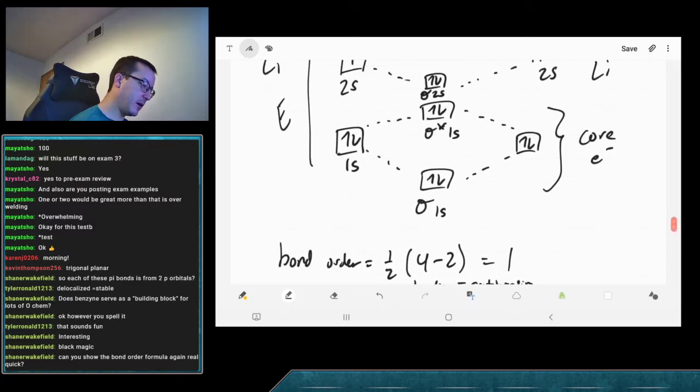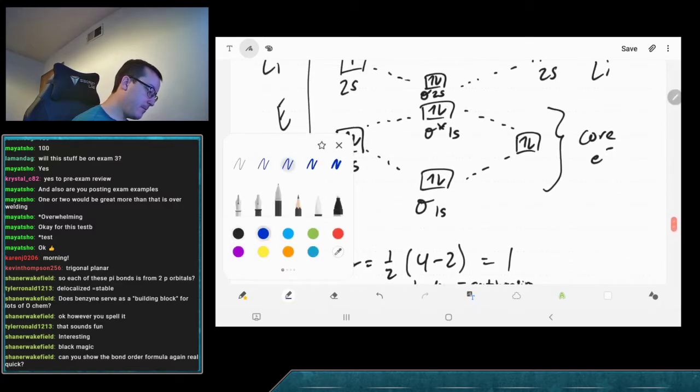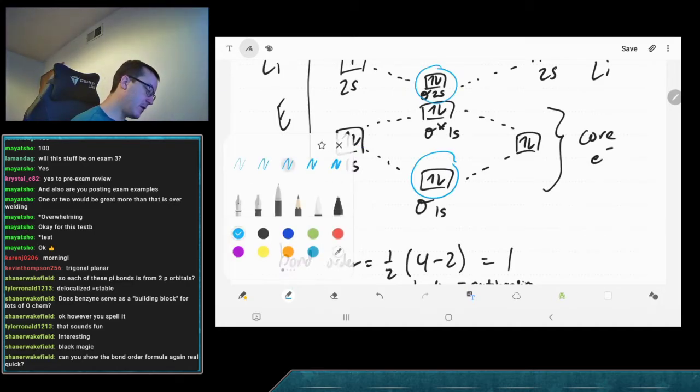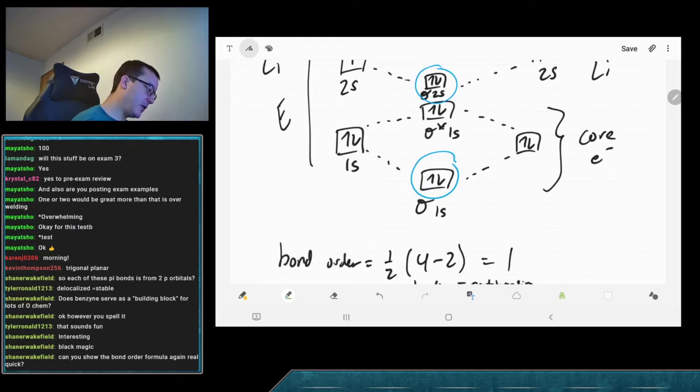So we see here we have bonding, I'll put in blue. We have 4 electrons in bonding orbitals. And we have 2 electrons in anti-bonding orbitals.